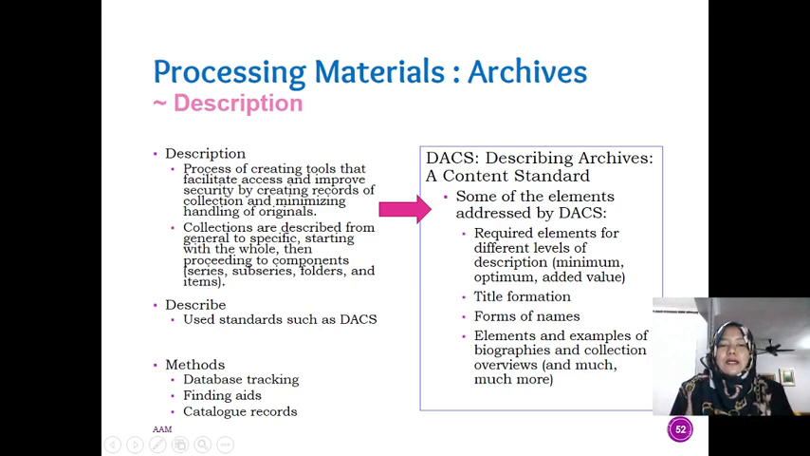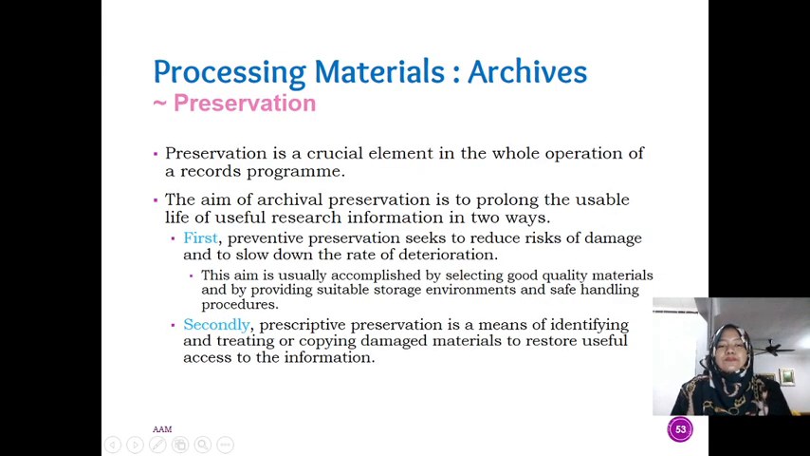So collections are described from general to specific, starting with the whole, then proceeding to components: the series, sub-series, folders, and items. We use a standard such as DACS. This is the one that we are going to use to describe the records in the archive, and also methods: database tracking, finding aids, and also catalog records.